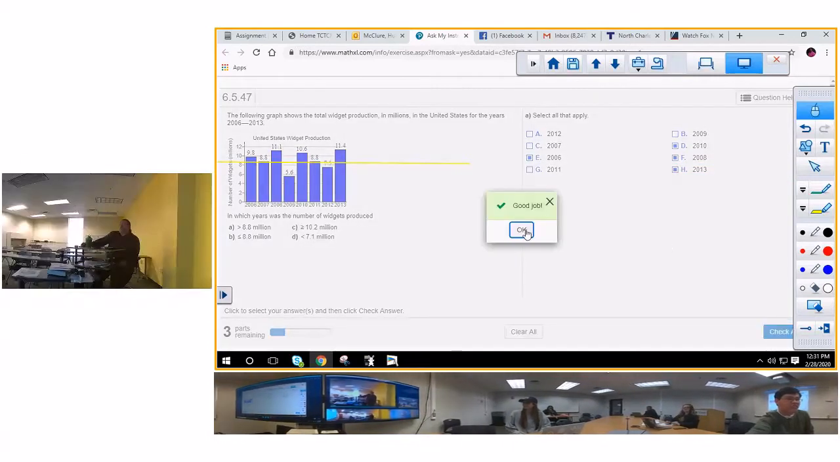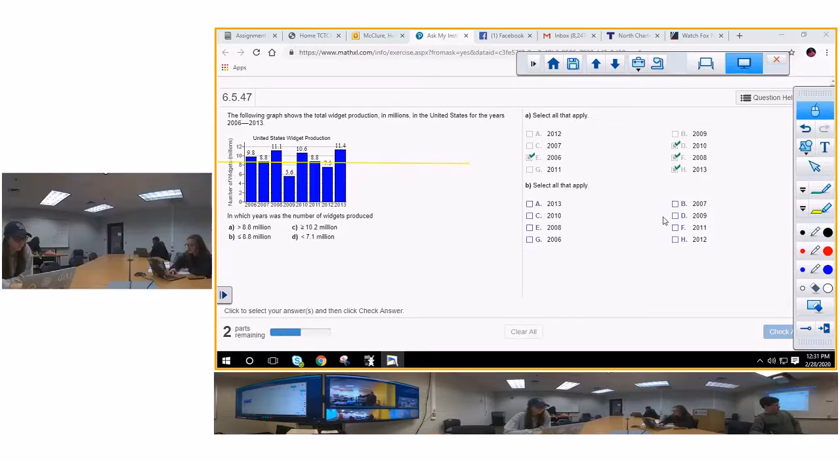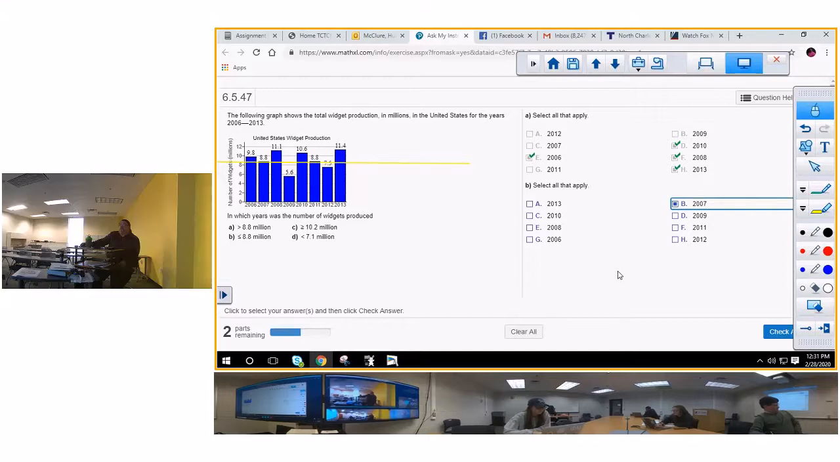All right, next. What does it say? It says B, equal to or less than 8.8. So somebody give me those. 2007, thank you. 2009, 2011, 2012.